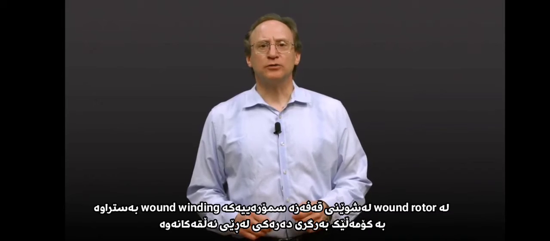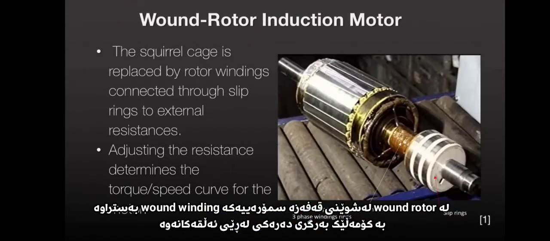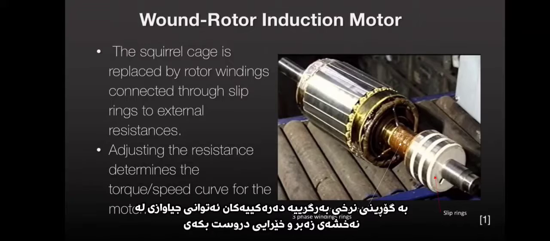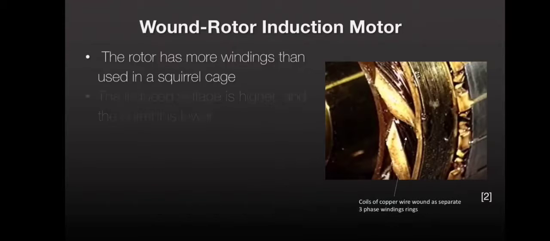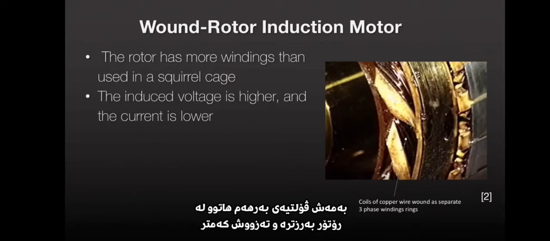In a wound rotor induction motor, the squirrel cage is replaced by rotor windings connected through slip rings to a series of external resistors. Adjusting the magnitude of the resistance determines the torque speed curve for the motor. The rotor of a wound rotor motor has more windings than the squirrel cage of a typical AC induction motor. The induced voltage in the rotor is higher and the current is lower.